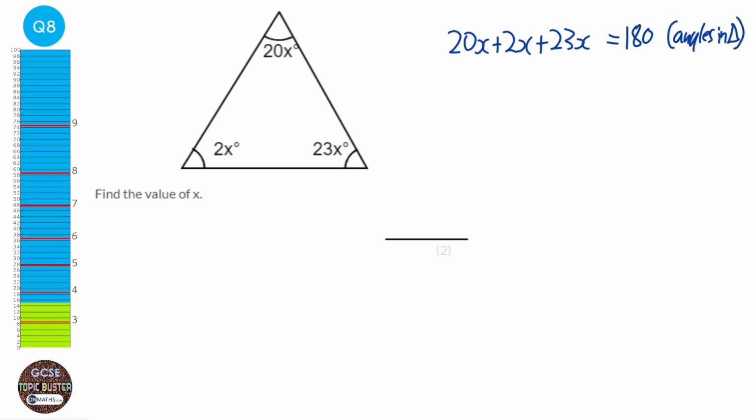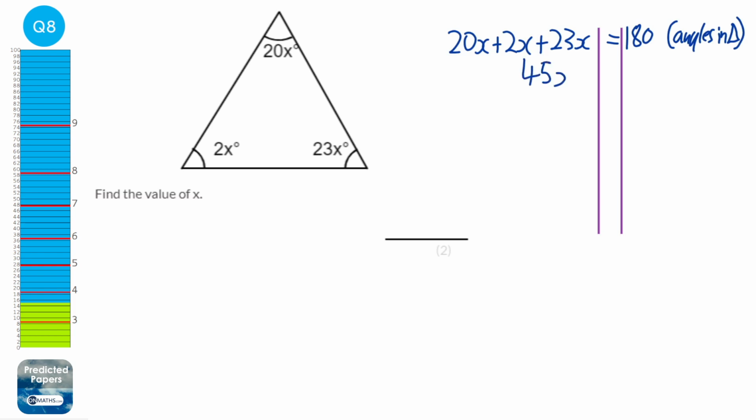Okay, let's get our tram lines in, because we've got algebra and we're solving here. Now on the left hand side we need to add these x terms together. So 2x plus 23x will be 25x, plus the 20 will be 45x. And to get x on its own, we're going to divide both sides by 45. And we're going to end up with x equals 4.